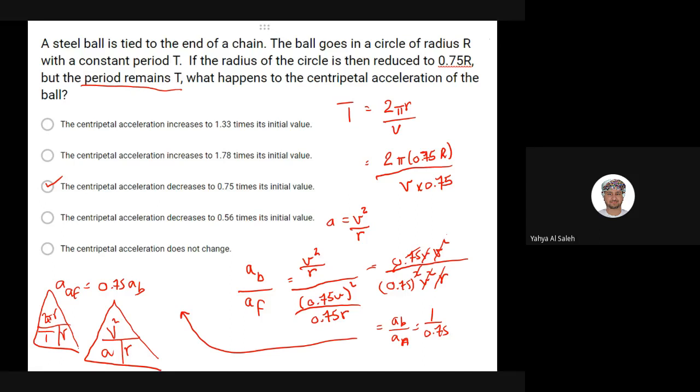Otherwise, what happens if I reduce my radius but keep my velocity? Acceleration increases. My time period decreases, right? I am going through a smaller distance with the same velocity, so I need less time to complete one circle. But because I have set the rule that the period has to remain constant, it means my velocity also decreased, and hence my acceleration also decreased. So far, so good? Yes, Doctor. Okay.